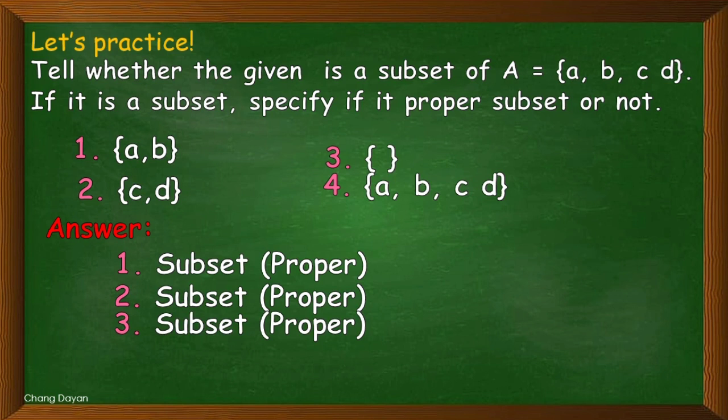Number 3, our empty set is considered a subset and it is proper. Since we all know na ang empty set ay subset ng every given set. Number 4, it is a subset pero hindi siya proper. Since lahat ng elements ng set number 4 ay makikita sa ating given set na set A.